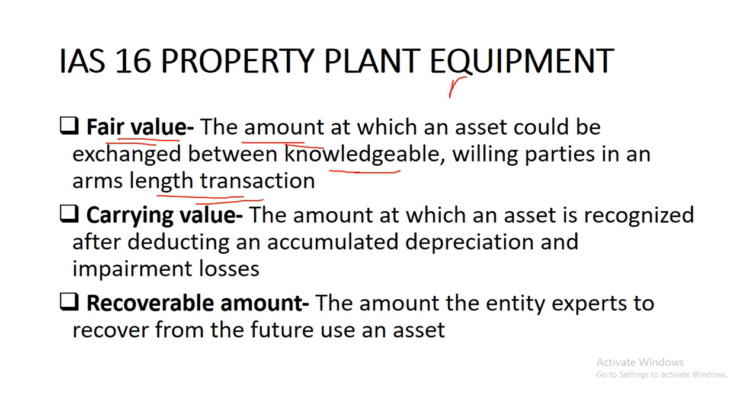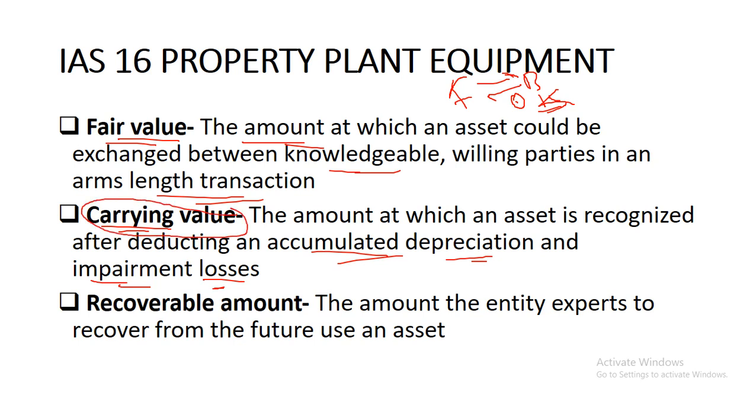So we've got asset A and asset B. Asset A is exchanged for asset B. The amount at which we exchange these assets is what we call the fair value. Then the current value is the amount at which an asset is recognized after deducting the accumulated depreciation and the accumulated impairment losses. So that's the current value.